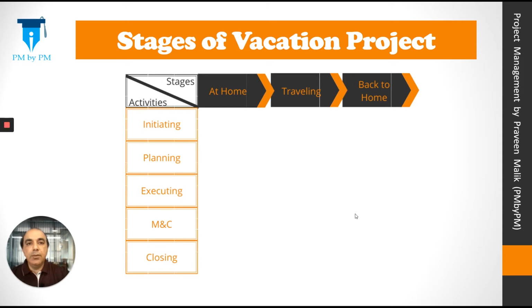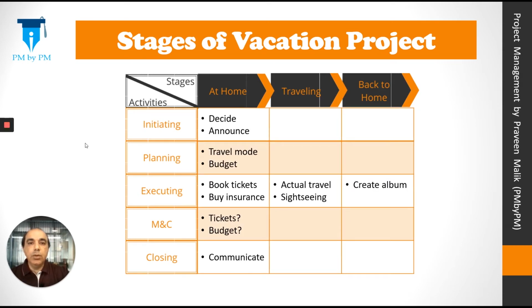You might do a number of activities during these stages. These activities can be categorized under 5 heads: initiating, planning, executing, monitoring and controlling, and closing. Now, let's take a look at some examples of these activities. When you are at home, you might do some executing activities. For example, you would book the tickets, you will buy the insurance, etc. When you are traveling, you might do some other activities like actually traveling, sightseeing. When you're back home, you might create some albums and share them with your family members or extended family. So these are some of the executing activities.